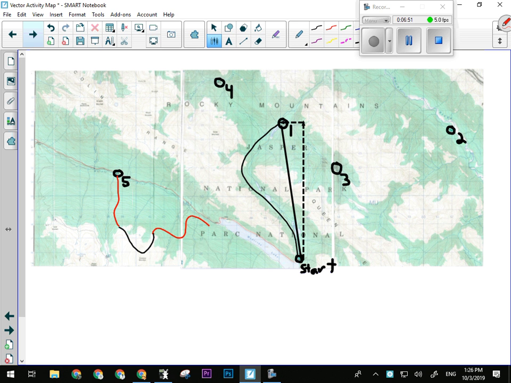Same for this black line. I know how fast I can walk above the tree line off trail, and I know how far this is, so I can figure out how long it takes. Okay? So a good idea is to use different colors to show the different speeds at which you travel. It's easier to keep track of them and get your total time.